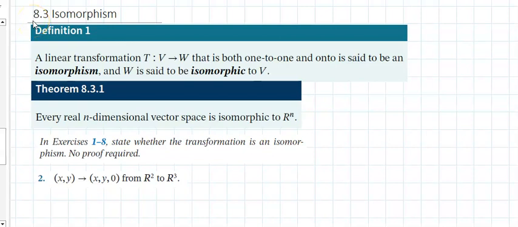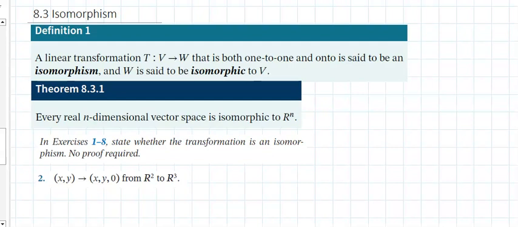Okay, 8.3 talks about isomorphism. There's a bit more to this than what we're going to cover. We're just going to go over the basic idea of isomorphism. This came up in discrete math, and we did the application, which is a lot simpler than what we're going to do here.